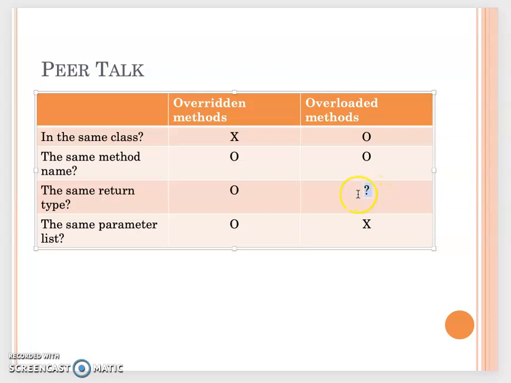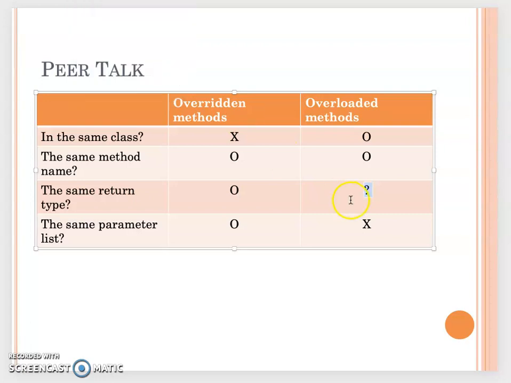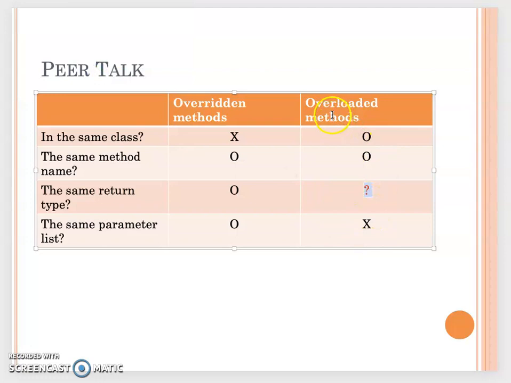But this one we put a question mark. That means for the overloading method, your return type is not significant enough. So be careful, because for an overloaded method, the most important thing is the parameter list. So the overloading method definitely cannot have the same parameter list. But the overriding method has to have the same parameter list, same return type, and the same name. But they are in different classes because they came from an inheritance relationship.